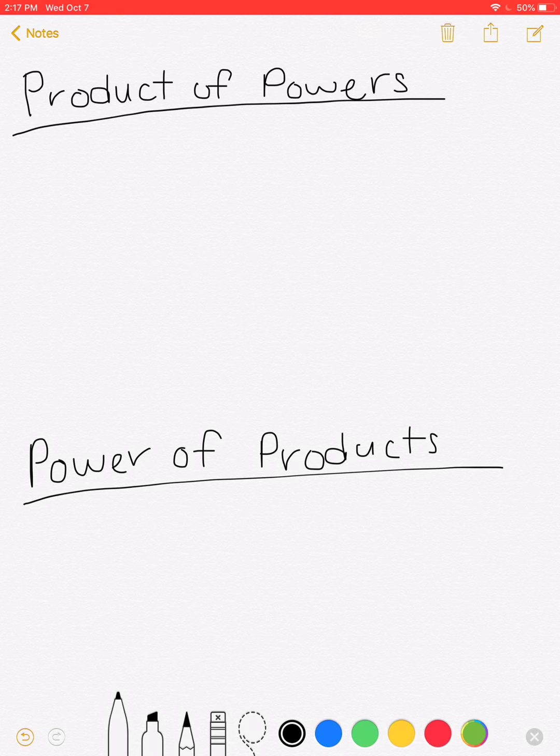If we take the word product, we know the word product means the answer to a multiplication problem. And a power is the exponent, or the little number off to the right of the base number that we're going to be multiplying by. So it says how many times the number multiplies by itself, against itself. So let's take a few examples to figure this out.